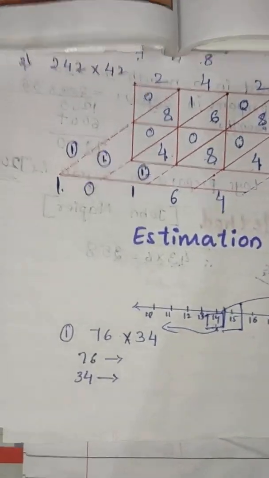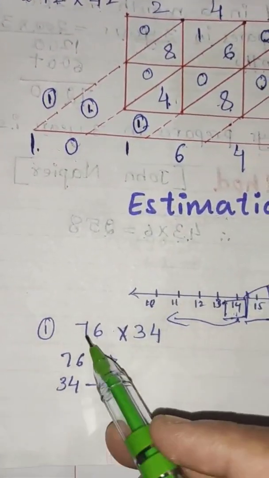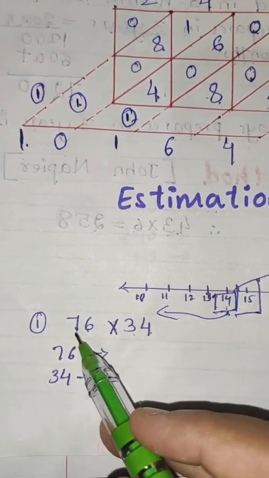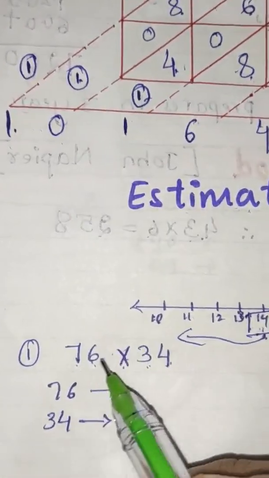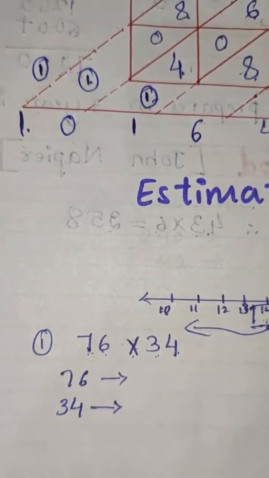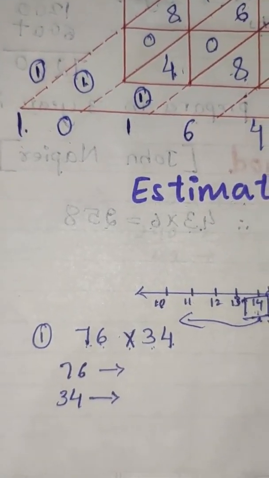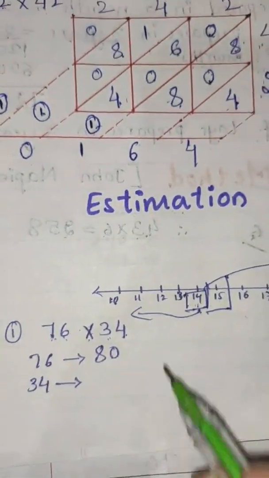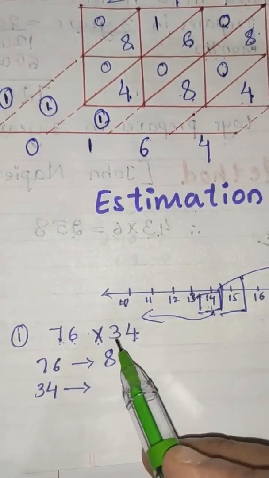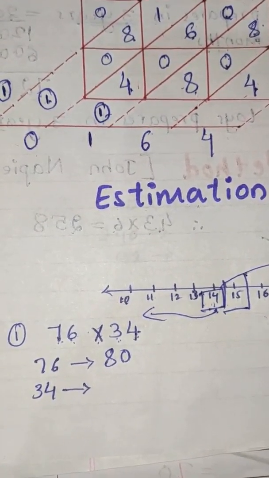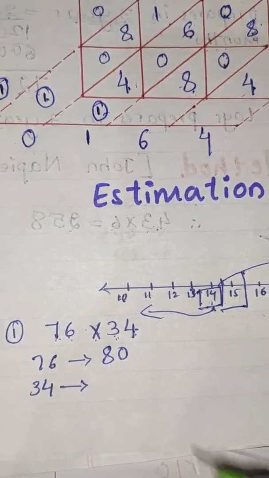So here, let's take one example: 76 into 34. What is the estimated value of the 76? Whether it is near to the 70 or to the 80. Yes, it is near to the 80. Right. Next, what is the estimated value of this 34? Whether it is near to the 30 or to the 40. Yes, it is near to the 30. Right.